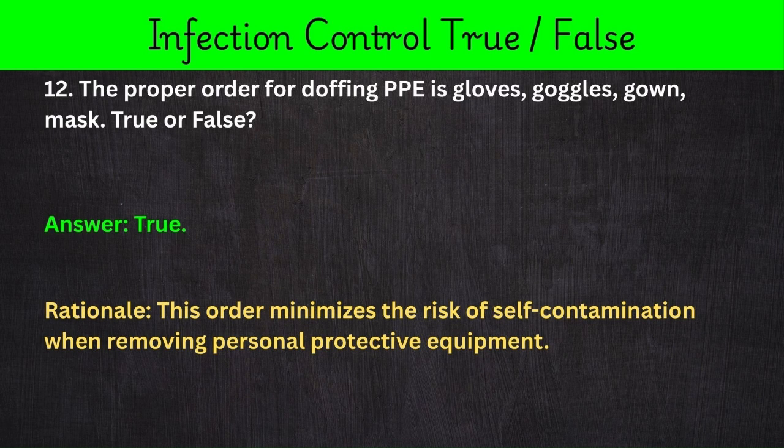12. The proper order for doffing PPE is gloves, goggles, gown, mask. True or false? Answer: true. Rationale: this order minimizes the risk of self-contamination when removing personal protective equipment.